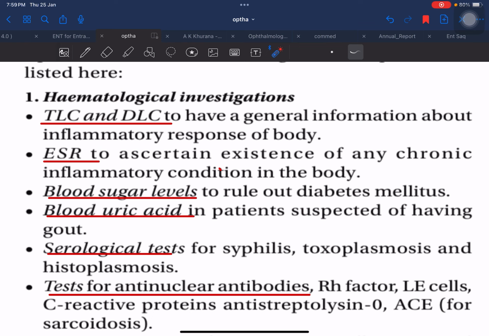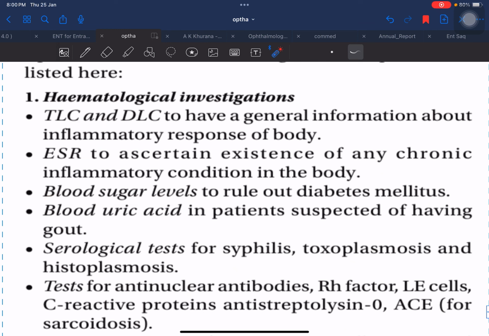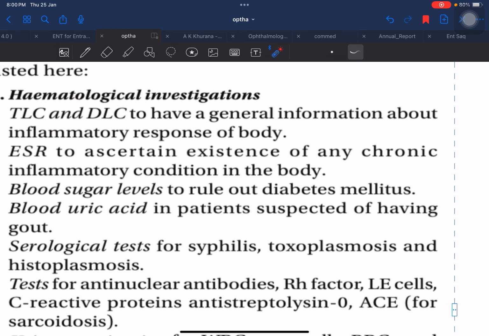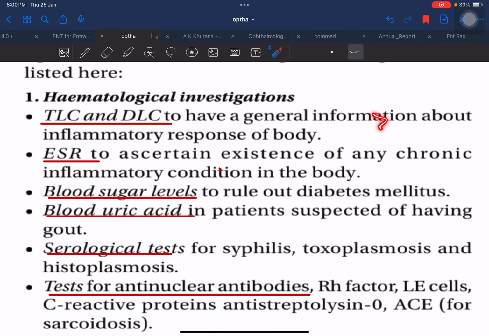In hematological investigation, we send for total leukocyte count and differential leukocyte count, which will tell us about the inflammatory process going on in the body. ESR is also essential to ascertain the existence of any chronic inflammatory condition in the body. Similarly, blood sugar level to rule out diabetes mellitus.